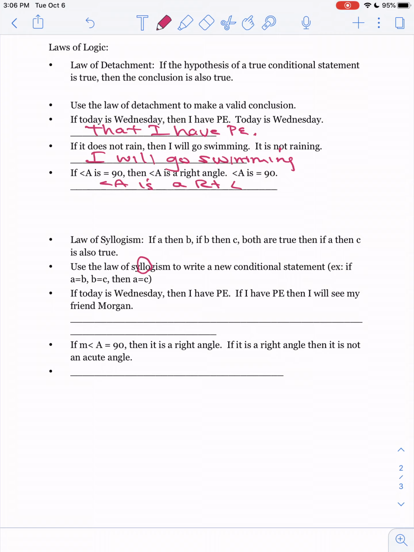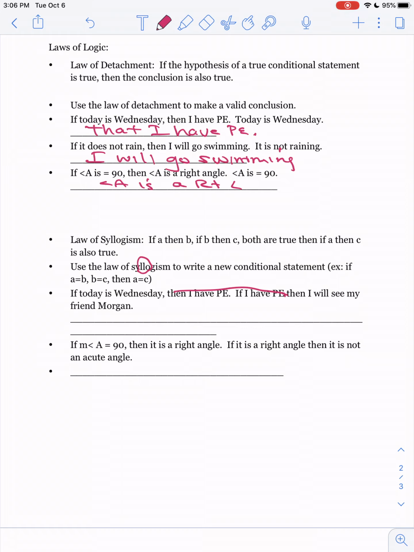So it says if today is Wednesday, then I have PE. If I have PE, then I will see my friend Morgan. What can you conclude? If today is Wednesday, then I will see my friend Morgan. I'm just going to take out the middle. I don't even need it.